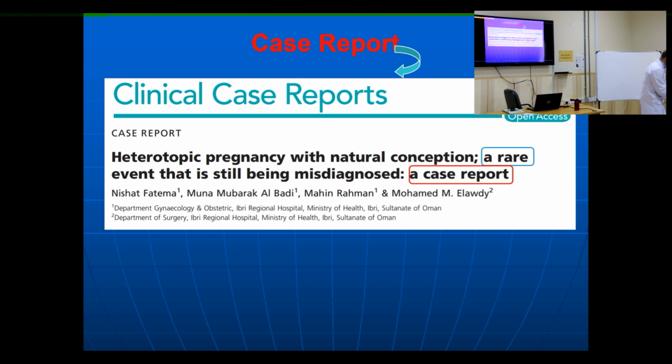Which page? Yes, this one. Page 19. This is, okay? Page 19. The separate one. Okay? Just giving you a couple of minutes to just read the introduction. Read the introduction. What is the rationale? The rationale of this case report.